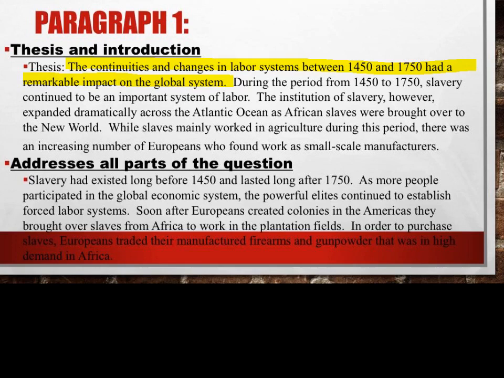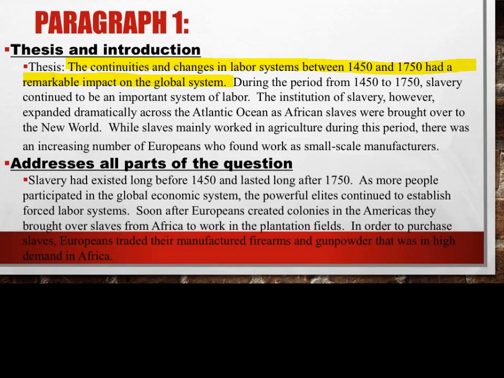As more people participated in the global economic system, the powerful elites continued to establish forced labor systems. Soon after Europeans created colonies in the Americas, they brought over slaves from Africa to work in the plantation fields. In order to purchase slaves, Europeans traded their manufactured firearms and gunpowder that was in high demand in Africa.